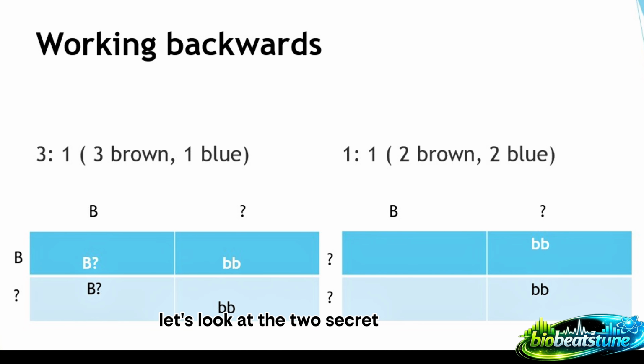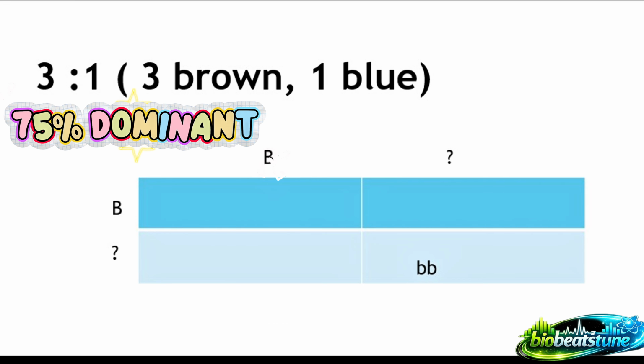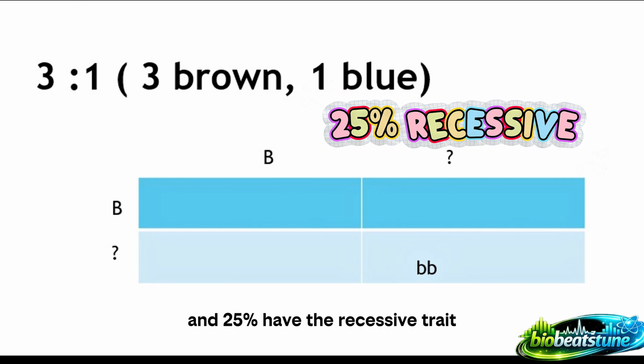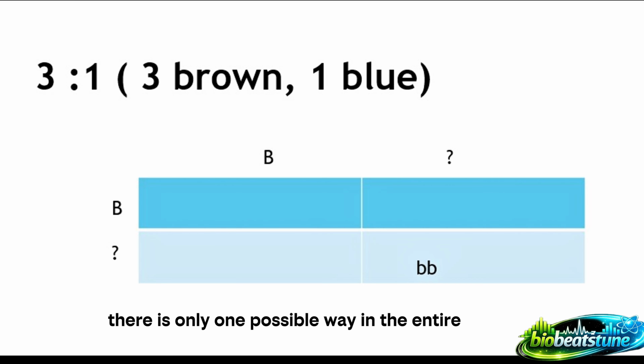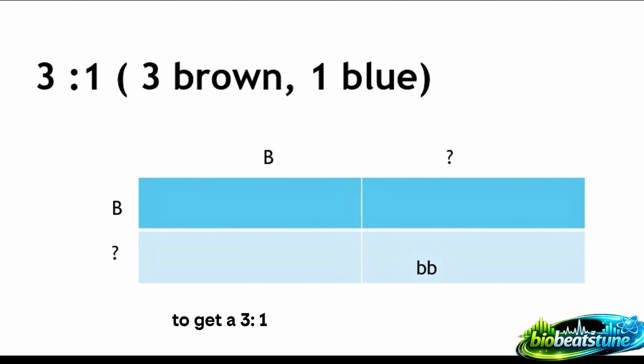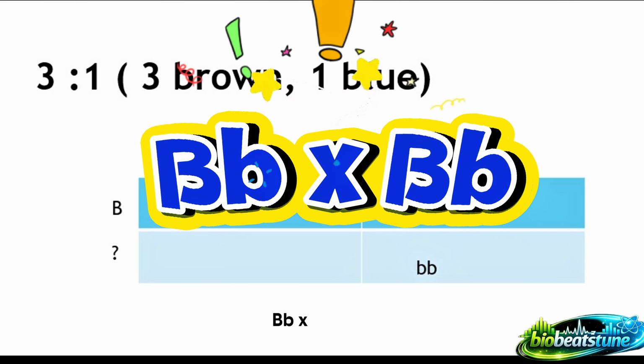Let's look at the 2 secret cheat codes that will help you solve any reverse engineering problem instantly. Cheat code number 1, the 3-1 phenotypic ratio. Whenever a problem tells you that the offspring display a 3-1 phenotypic ratio, meaning 75% have the dominant trait and 25% have the recessive trait, you don't even need to test different combinations. There is only one possible way in the entire universe to get a 3-1 ratio from a single trait cross. Both parents must be heterozygous. Capital B lowercase b crosses capital B lowercase b.